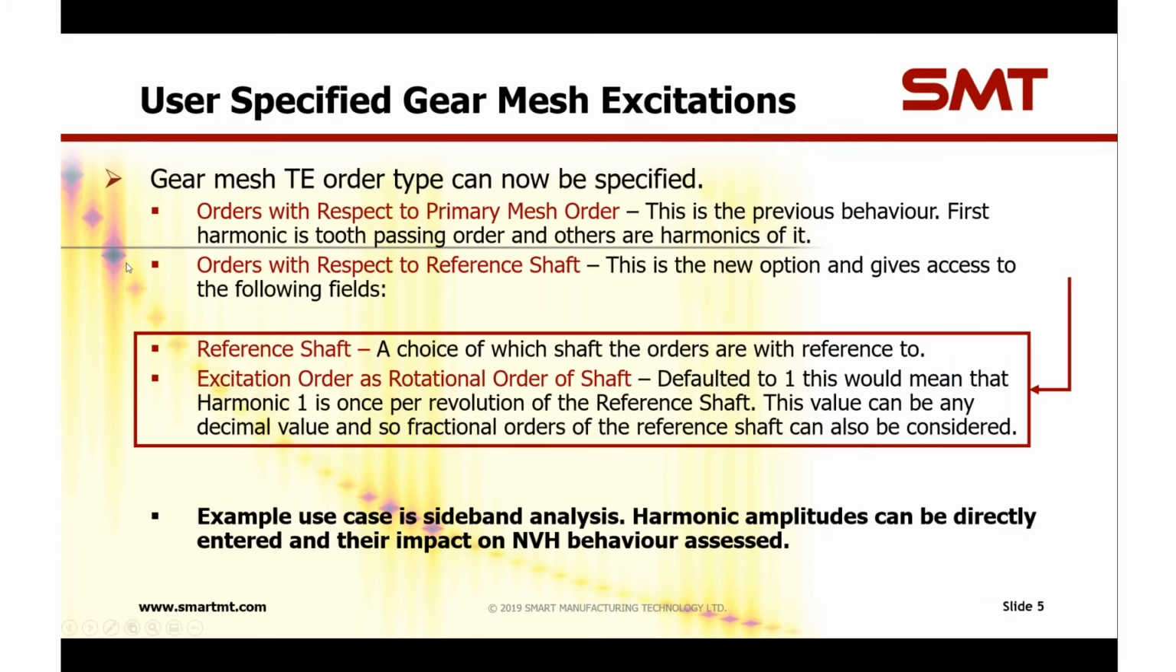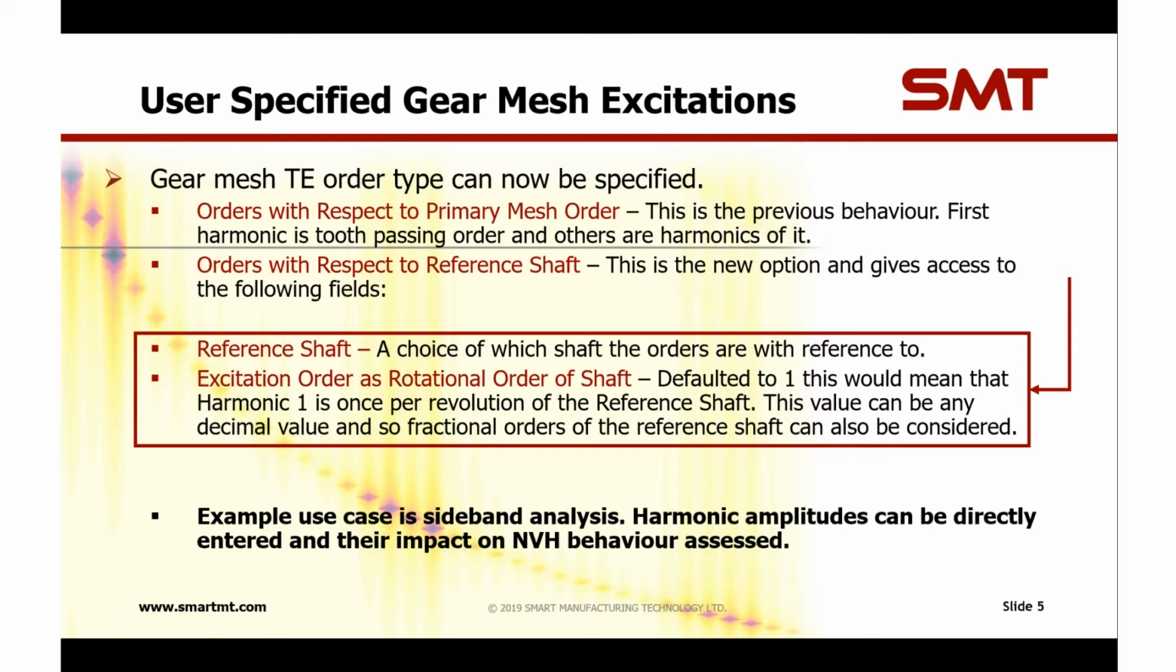The next thing I want to show is the updates to user-specified gear mesh excitations. What you might all be familiar with in terms of these is the orders with respect to the primary mesh order. That was the previous behavior available, where the first harmonic is the tooth passing order and the others are harmonics of it. We have now included the ability to do orders with respect to a reference shaft, which gives you access to the following two fields, which you can see a little bit below.